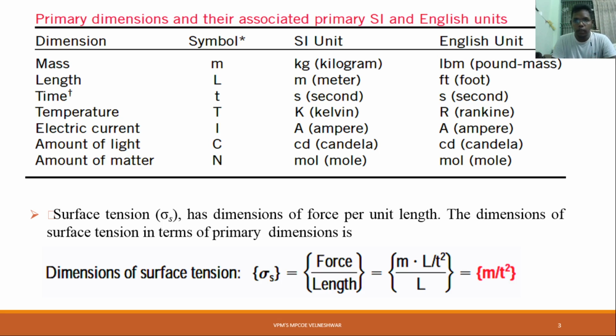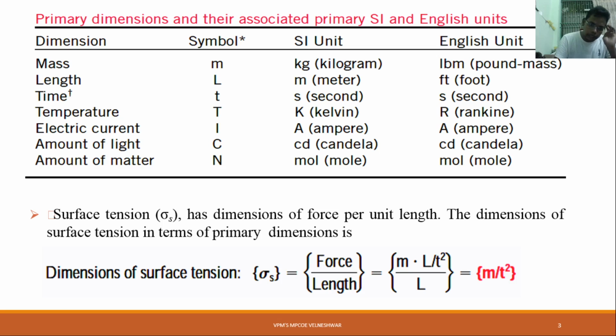What is this one? Like molecules, molecules number. Okay, there we will consider mole. Now here one example is this: surface tension sigma s has dimensions of force per unit length. The dimension of surface tension in terms of primary dimensions is sigma s equal to force upon length.